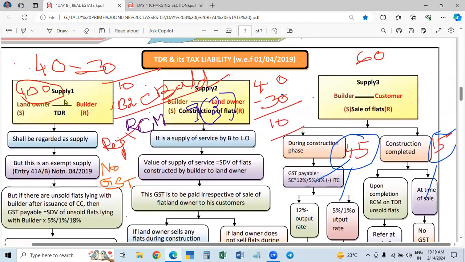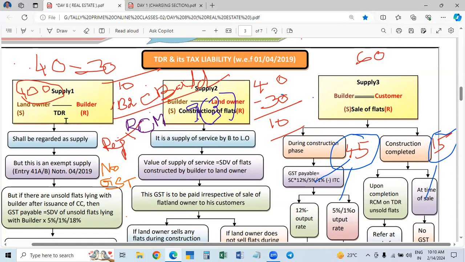If the landowner sells all the flats after completion of the project, after completion of the construction only, then there is no tax at all. But whether the landowner sells the flats before, during the construction period or after the construction, whatever it may be, on these 40 flats the builder is liable to pay the tax. Whether he collects the tax from the landowner and pays to the government, or pays from his own pocket, he has to pay the tax on 40 flats.